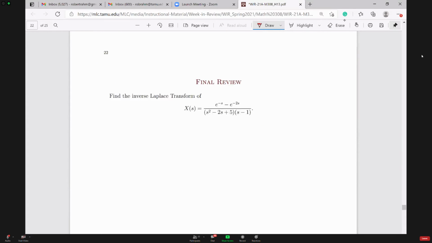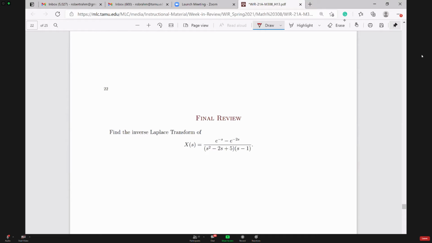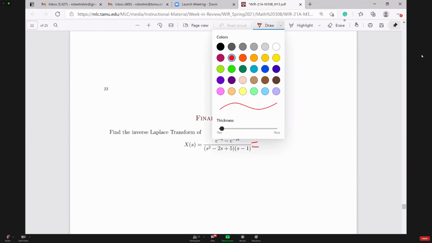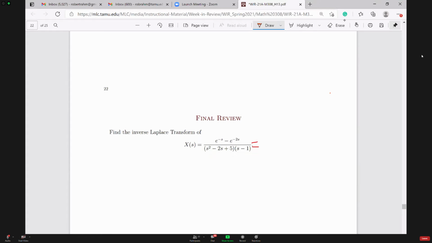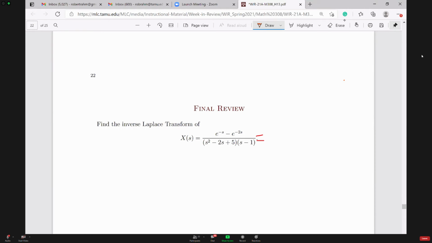All right, find the inverse Laplace transform of this. Okay, so what is the first thing that we want to do? So when we have something like this, what's the first thing that we want to do when we're finding the inverse Laplace transform for something like this? We take the e's out of the numerator and put them in front. Yeah, exactly. So we're just going to separate the e stuff and the non-e stuff.